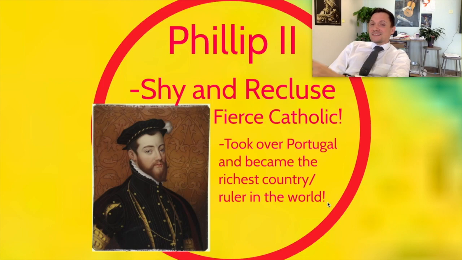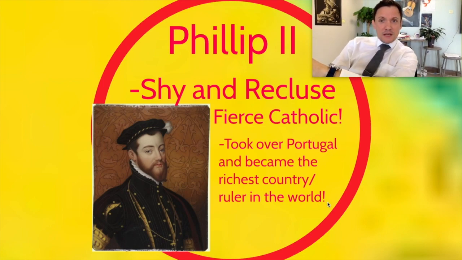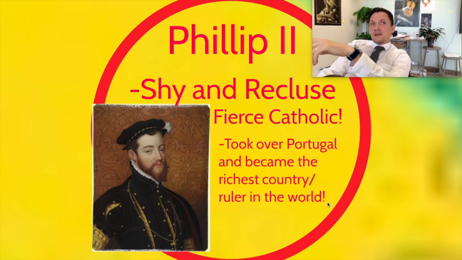So Philip II is the guy we're getting into now, right? Philip II is a very intense figure. He is the guy that is pretty much around when Spain's power begins to fall, all right?